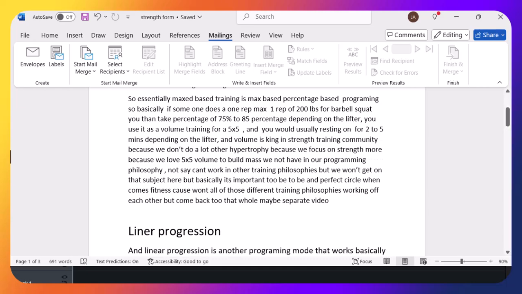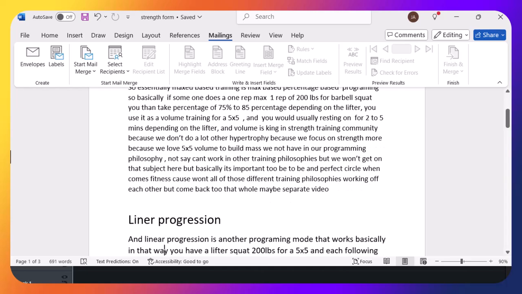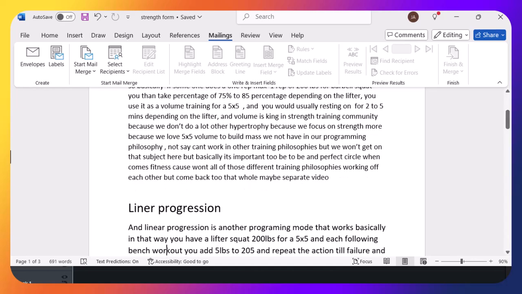And volume is the king in the strength training community, because we don't do a lot of hypertrophy work. We focus on strength more, because we love the 5x5 volume to build up mass. Not to say that you can't work in other training philosophies, but we want to get on that subject later. It is important to be a perfect circle when it comes to fitness, because you want all the different philosophies working with each other, but I'll come back to that in a separate video.